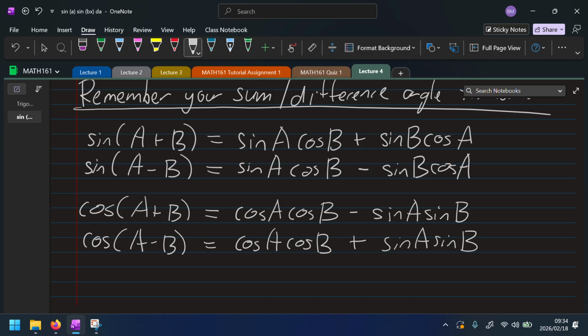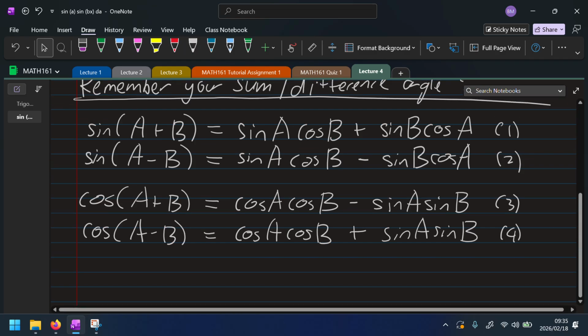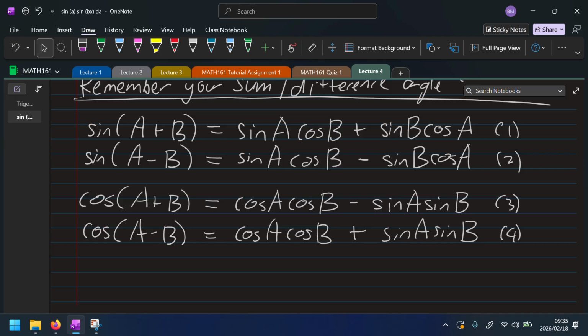Okay, everyone clear on this? Again, if you don't have them, please write them down and put a big box around them so you can see them clearly. Now I'm going to label these equations 1, 2, 3, and 4. Please make sure you have the right ordering, otherwise it's going to be a bit of a mess later on. So sine A plus B, that's equation 1. Sine A minus B, equation 2. Cos A plus B, equation 3. Cos A minus B, equation 4.